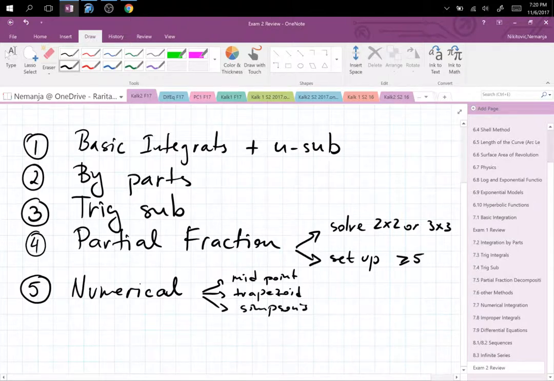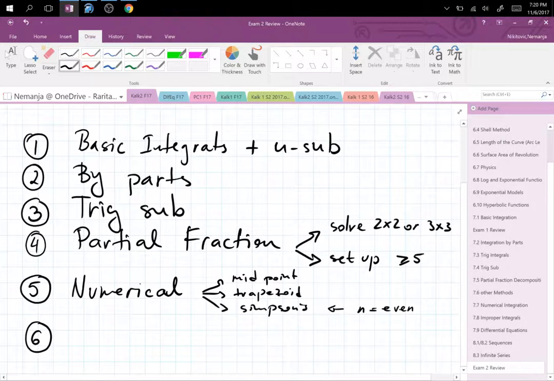Now, there's going to be one problem. So it's not all 3. It's going to be one of those 3. You also have to remember that n is even for Simpson. And you remember the midpoint averages the points. The trapezoid has the pattern 1, 2, 2, 2, 2, 2, 1, and then pattern for Simpson 1, 4, 2, 4, 2, 4, 2, 4, 2, 4, 1.